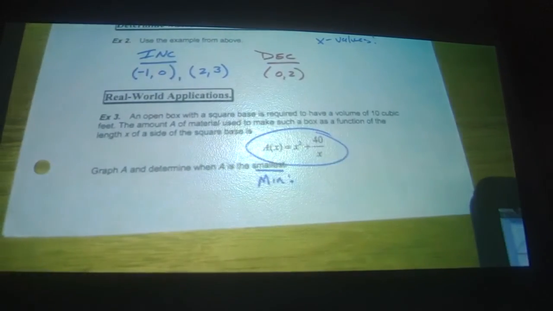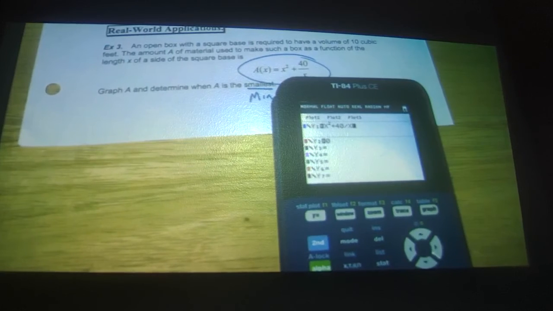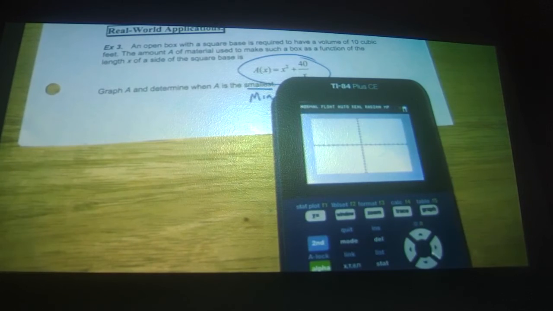Well, at least you see a function. When in doubt, graph the function. So let's graph it. I've got x squared plus 40 divided by x, and I always have y to 0, don't have to. I'm going to start in zoom 6 and see what we get here. We get something over there, and we get nothing on the right side.